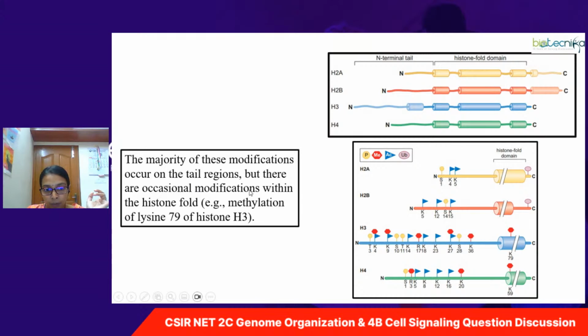So there are occasional modifications which can take place in the histone fold. Usually the histone fold domain is for attachment. Very rarely the modification takes place over here. One such exceptional case you can see is H3, where the methylation is taking place at the lysine 79th residue. In this case also, lysine 59th residue. So that is a rare case where the modifications take place within the fold domain. Usually it takes place in the N-terminal region only, as you can see. Right? With comparison.